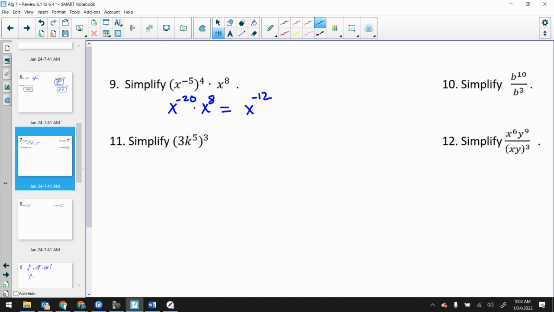Now, could I put that on my answer blank? No. The negative 12 exponent is not simplified. You must move it down into the denominator. So this becomes 1 over x to the 12th.